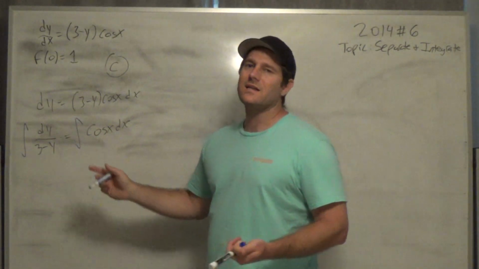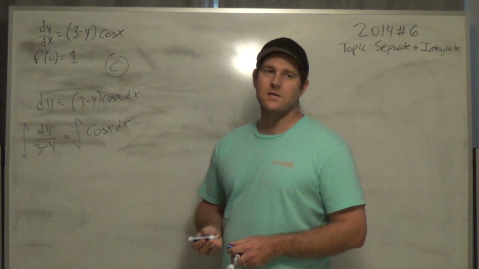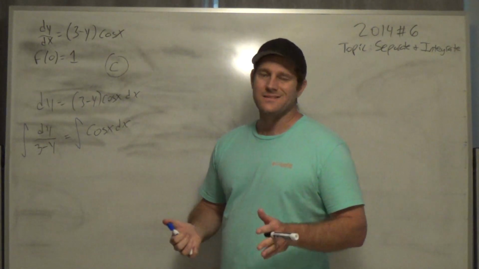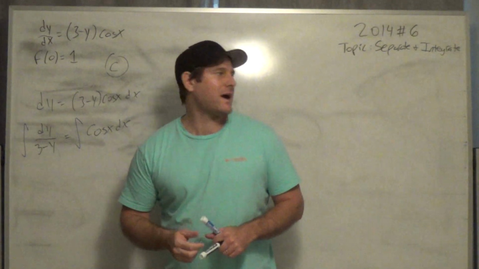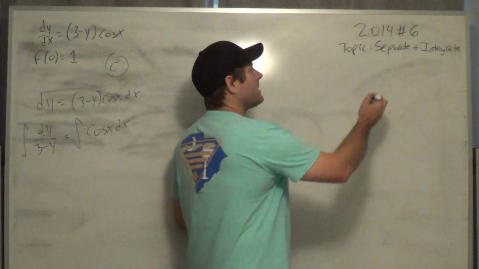Now on the right-hand side, it's easy. You just got to know your rules. The antiderivative of cosine is sine. Done. Sine x plus c. On the left-hand side, you've got to recognize that this is matching up with our du over u.